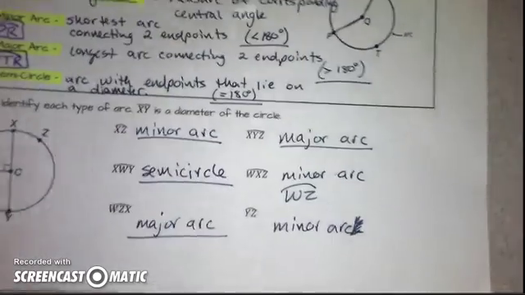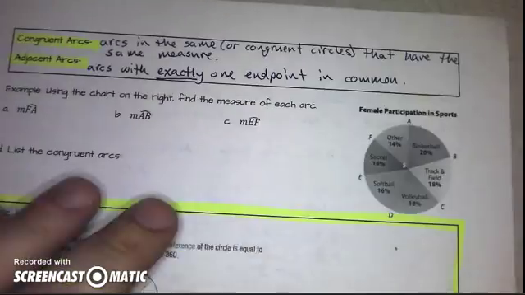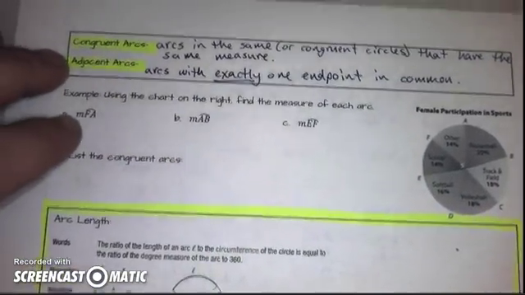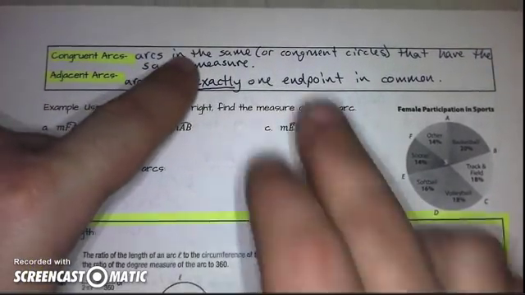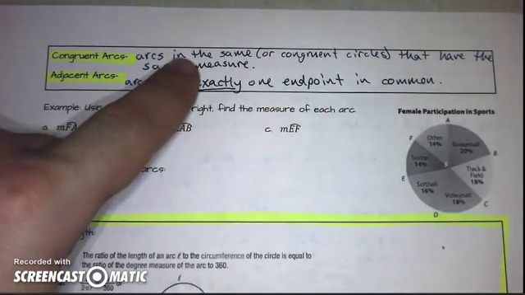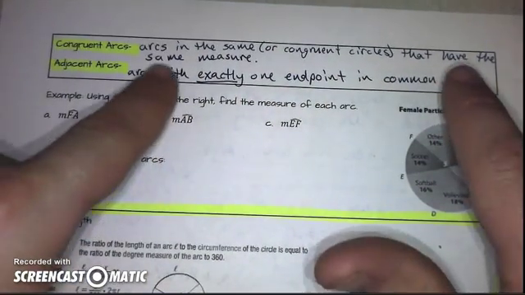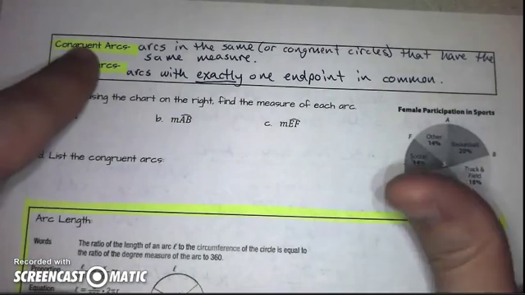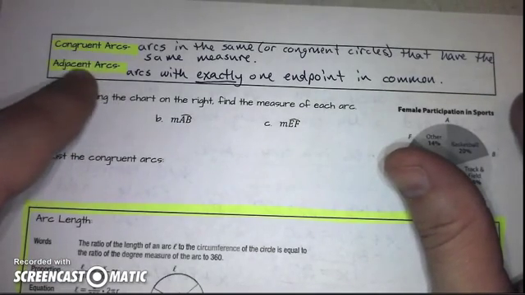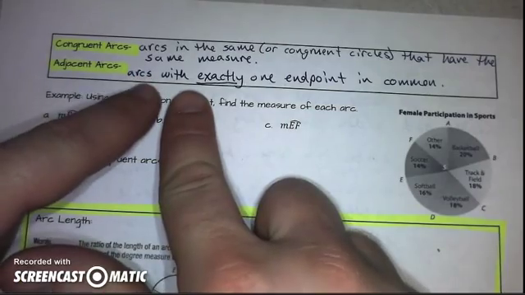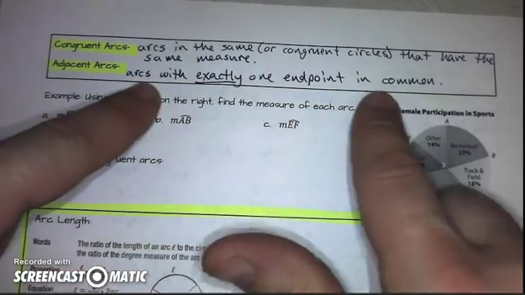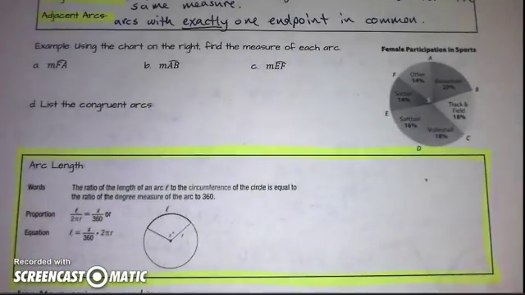All right, let's go ahead and take a look at the rest of our notes. We do have the possibility of what are called congruent arcs. Arcs that are in the same or congruent circles, either they're in the same circle or they're in 2 congruent circles, that have the same measure, are called congruent arcs. Adjacent arcs, again, they're going to be in the same circle, but they are arcs with exactly one endpoint in common. They just run up next to each other.